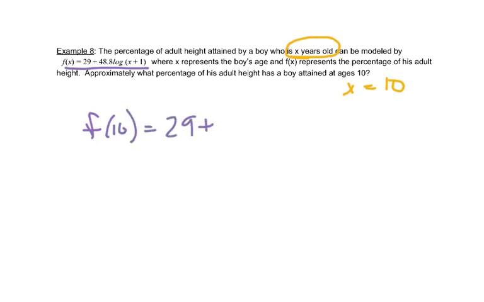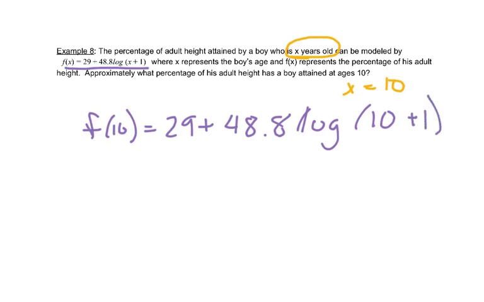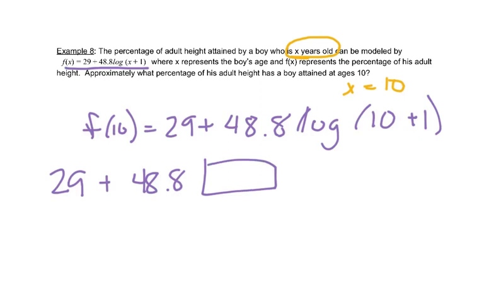We have 29 plus 48.8 log of 10 plus 1. So again, we can type that in just exactly like you see it in your calculator. You just do 29 plus 48.8, and then you've got a log button on your calculator. Notice this is a common log. There's no number written down here, so it means that there's really a base of 10. We don't write that. It will put a parenthesis there for you, so you just need to write 10 plus 1, close your parenthesis, and then hit enter.